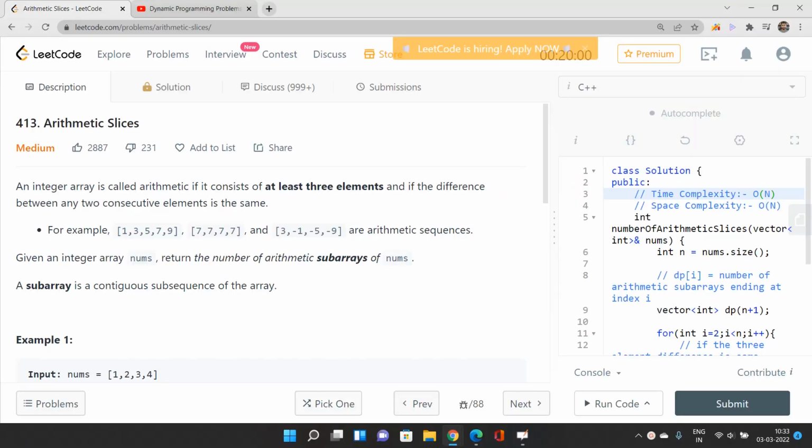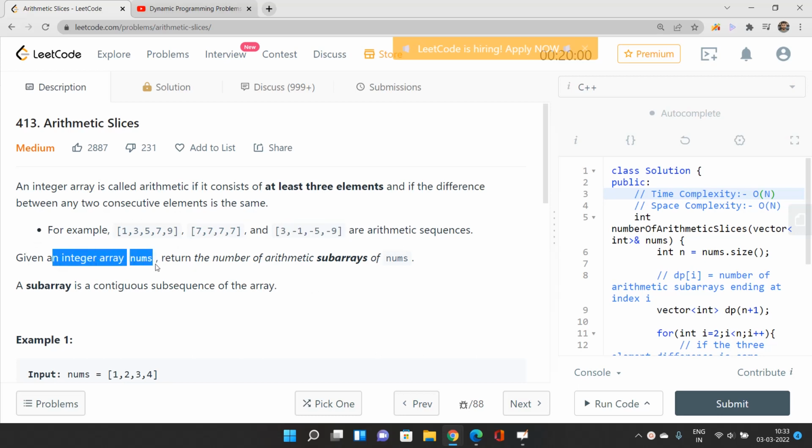If it satisfies this, then it is an arithmetic array. For example, take 1 3 5 7 9. The differences are 3 minus 1 which is 2, 5 minus 3 which is also 2, 7 minus 5 which is also 2, and 9 minus 7 which is also 2. Every consecutive difference is constant, so this is an arithmetic array, and its length is greater than or equal to 3. Similarly, you can check the other examples.